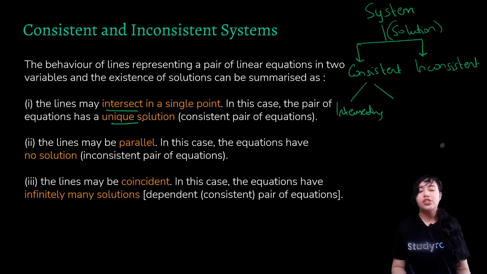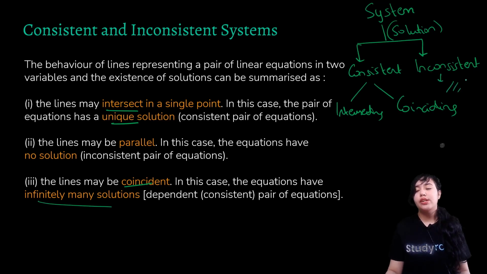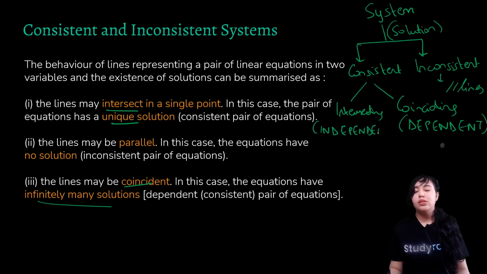Okay, intersecting: unique solution, only one point of contact. Or coinciding: infinitely many solutions because infinitely many points of contact. Then I told you inconsistent is the one which gives us no solution, so here I told you parallel lines. Now further, this consistent system could be dependent, like coinciding lines are a dependent system, and intersecting lines are independent. Now what do we mean by dependent?